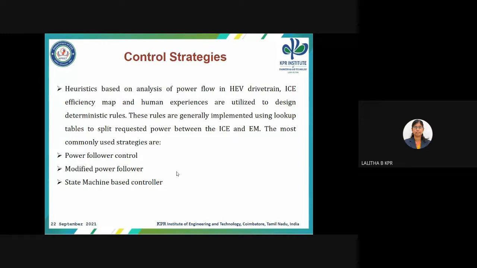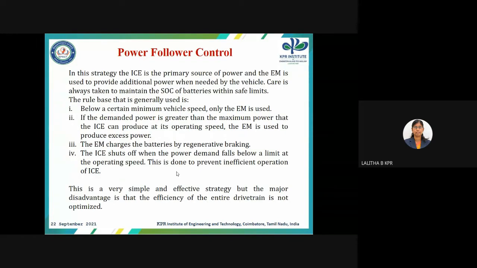We can see these controls one by one. The first one is power follower control. In this strategy, the IC engine is the primary source of power and the electric motor is used to provide the additional power when needed by the vehicle. Care is always taken to maintain the state of charge of the batteries within safe limits. The rule base is used in the following categories.